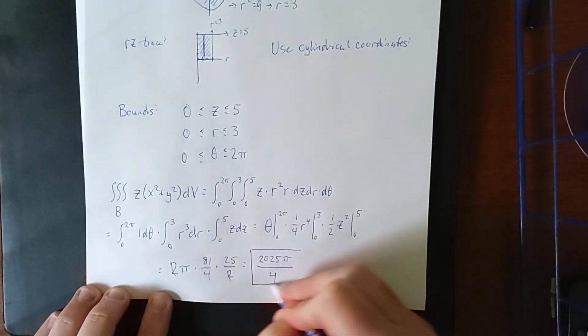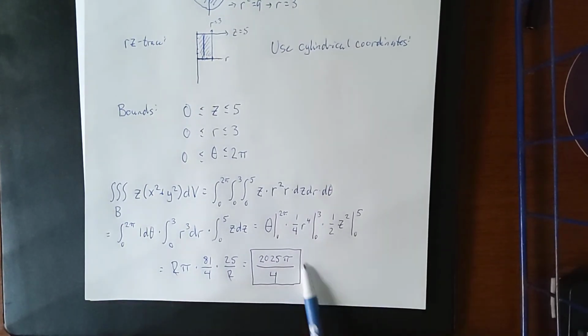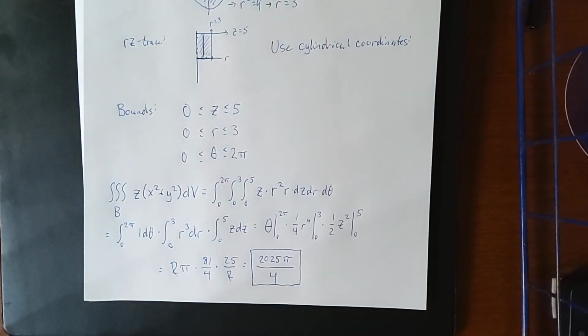So the final answer for this one, the hypervolume that we just calculated for this solid, hypersolid, I guess, is 2,025 pi all over 4.